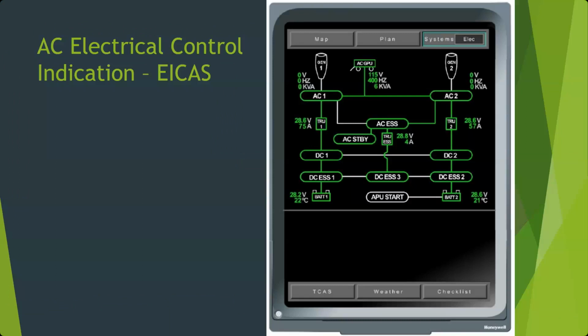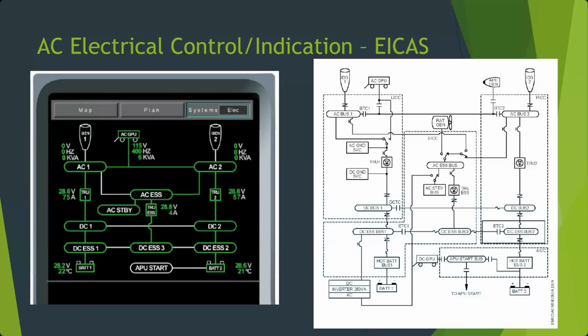basically an electronic cockpit. And in this case, pretty much every aircraft that is EICAS, that has a digital flight deck, also has a split bus AC electrical system. And that's what's shown here.